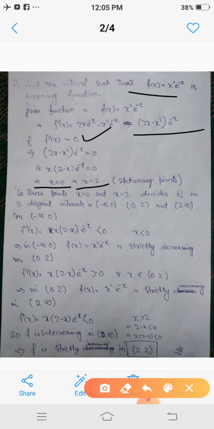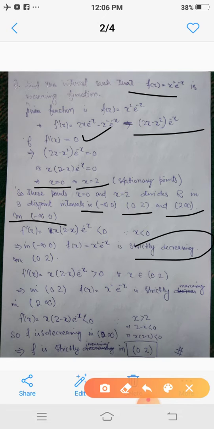So these points divide the real line into 3 disjoint intervals, that is minus infinity to 0, 0 to 2, and 2 to infinity. Now in minus infinity to 0, f dash of x is less than 0, because x is negative and 2 minus x is also negative, which implies the whole value is negative. So in this interval minus infinity to 0, f of x is a strictly decreasing function.